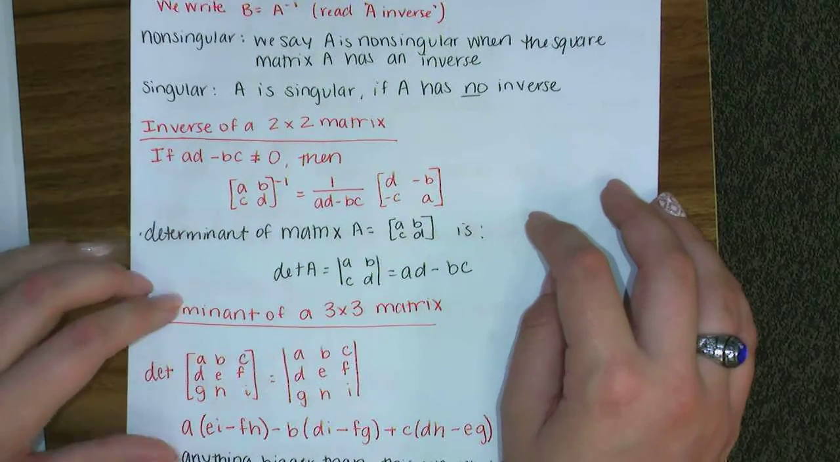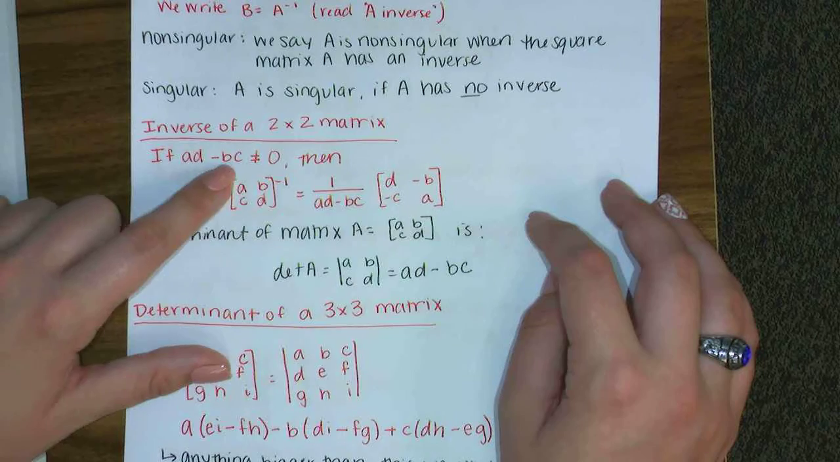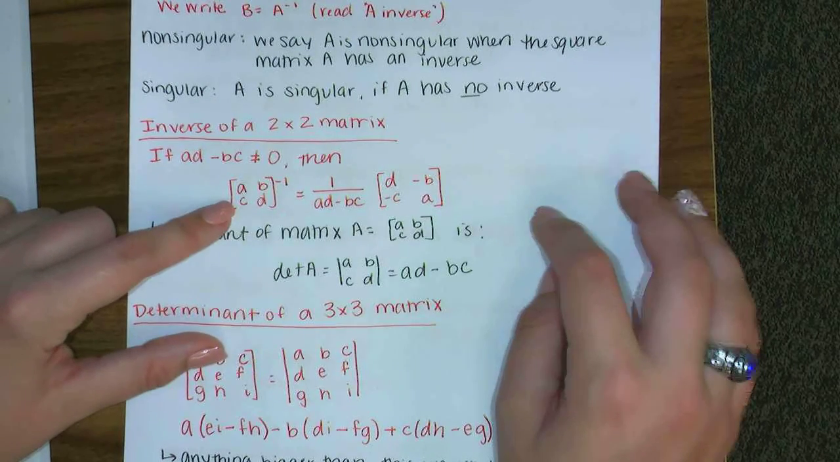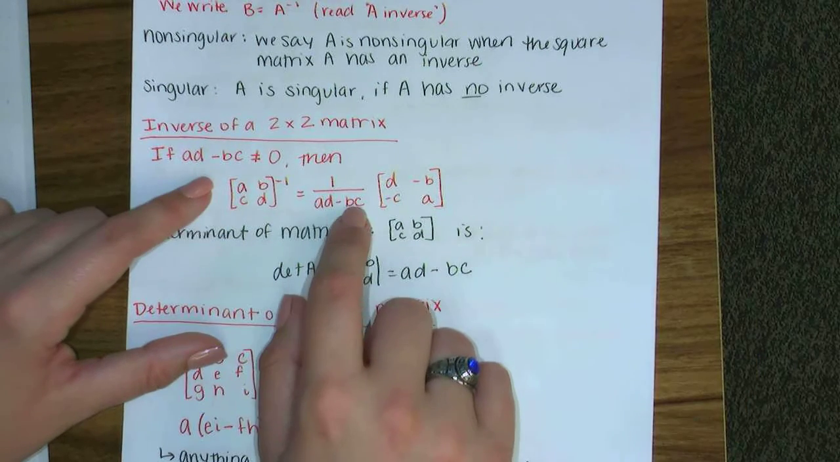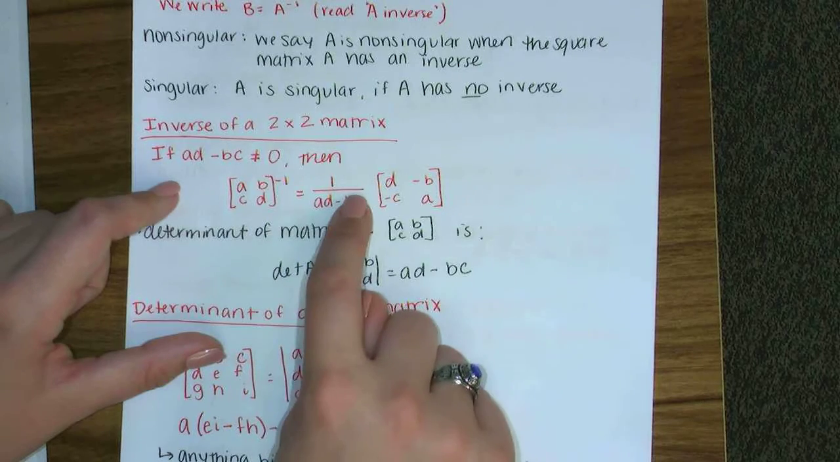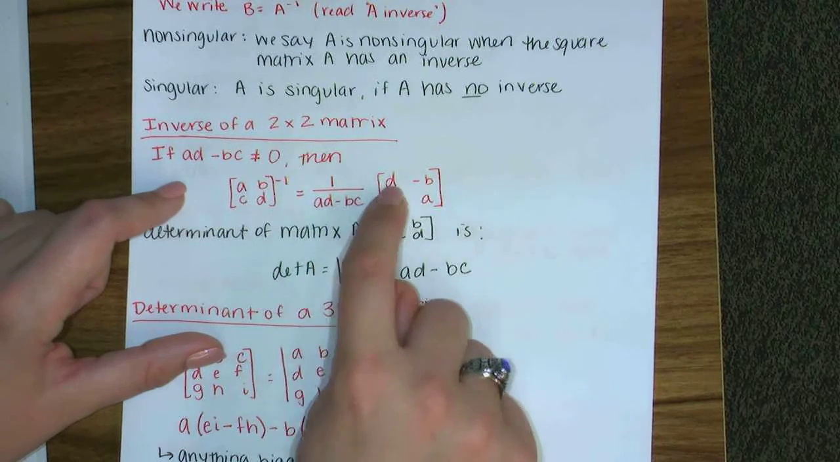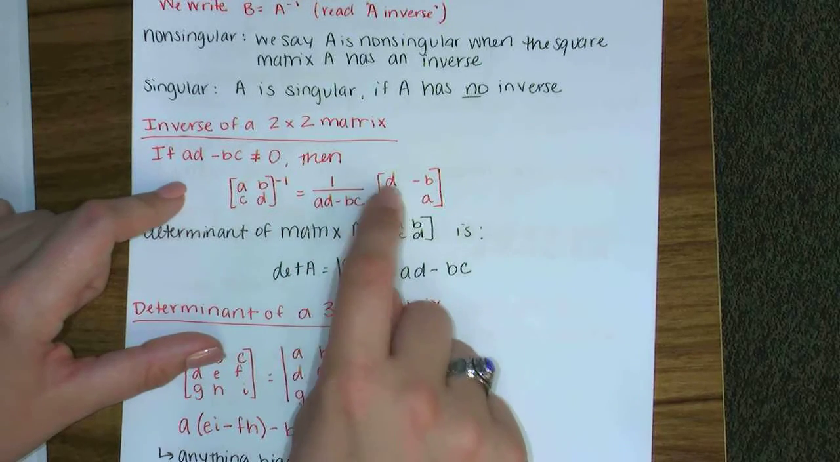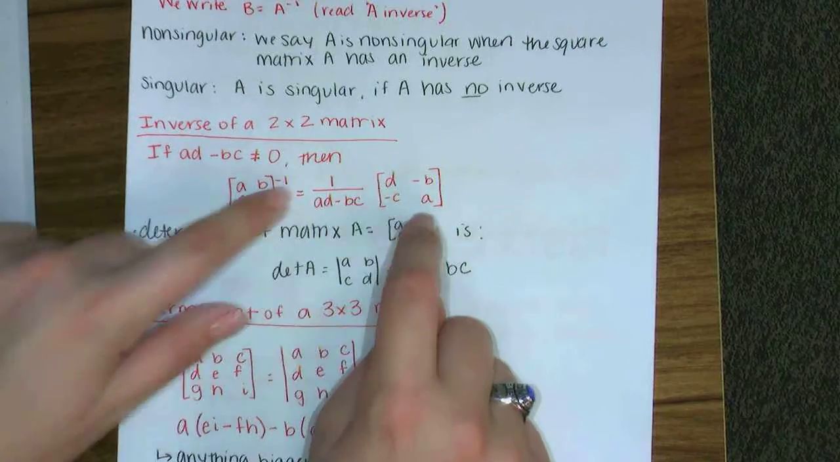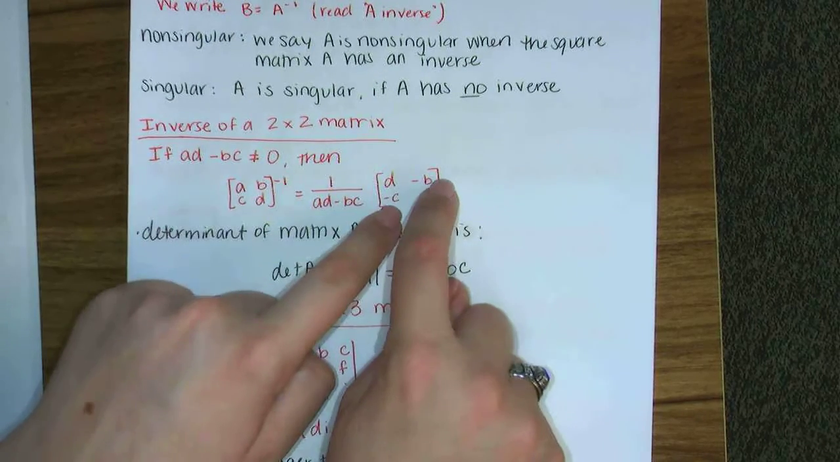So to do that, if AD minus BC is not equal to 0, then we're taking the inverse of this matrix. We have 1 over AD minus BC. This is what you're going to find out to be the determinant in just a second. We flip these two. So this was A and this was D. Now we have D and A, and these change signs.